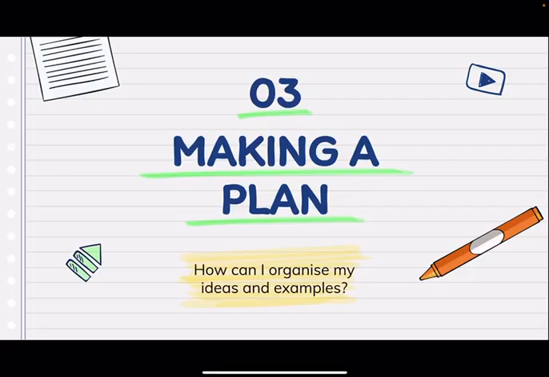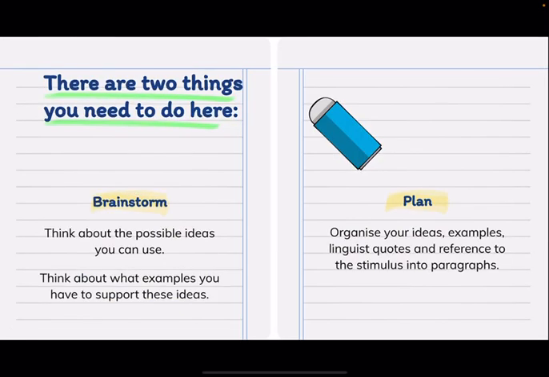All right, so now we've really understood where the stimulus is sitting, we understand what the topic is, we're going to talk about making a plan. So this is about organisation of your ideas and your examples. There are two things you need to do here. The first thing is brainstorming. This is where you just have a think about all of the examples, all of the possible ideas that you can use. So I would start by dot pointing the different ideas that you could use to respond to that question.